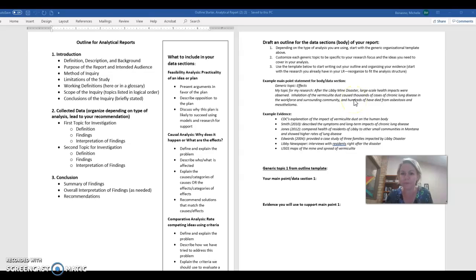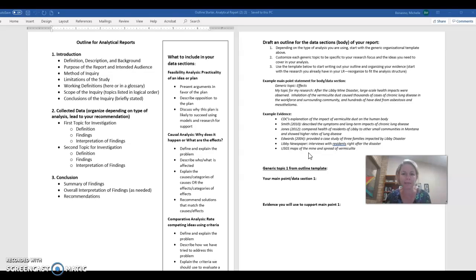So here's an example. If I was doing a causal analysis about the Libby mine disaster, which is one of our sample reports, I would take this generic topic of effects. So here I'm looking at types of effects or types of causes, and I know that one of the types of effects that I want to look at is health impacts. So I'm going to take this general topic of effects, I'm going to write about a specific effect that's come up in my research, and then I'm going to start grouping my evidence into that type of effect.